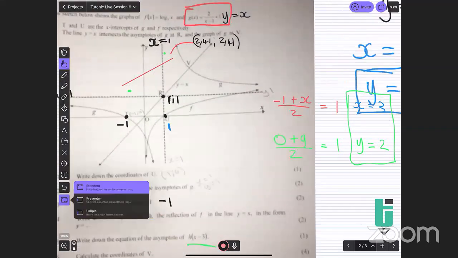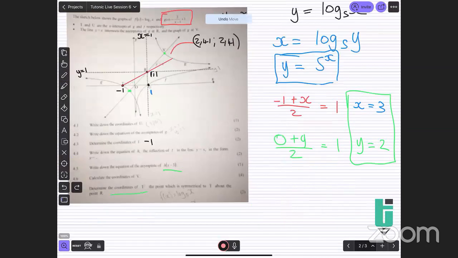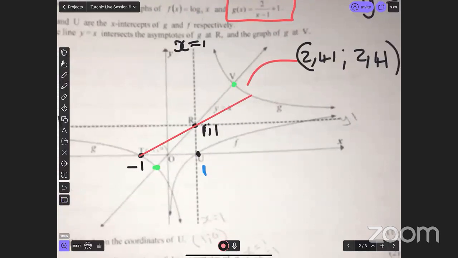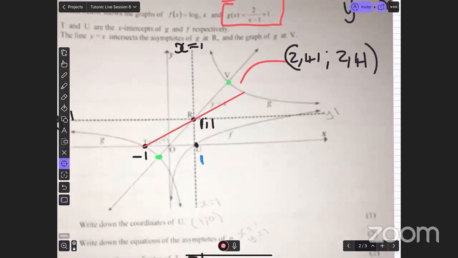But the main thing is, now you've learned a skill. Do you guys see that you've learned a skill now? You've learned a skill that if they ever ask you to reflect something, you can say, okay, that must be the midpoint. So therefore, you can work out the other coordinates. Mostly with reflection, you can use the midpoint formula to get the other coordinates, depending on the question.